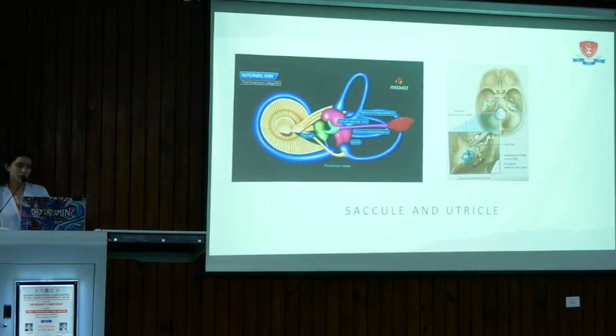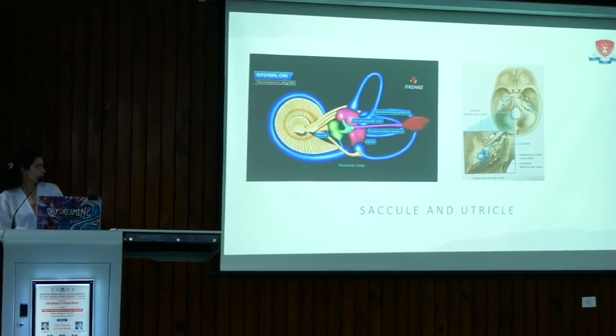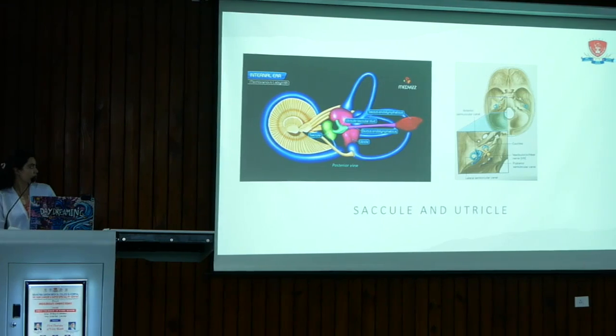The saccule and the utricle. The saccule and the utricle are membranous sacs that lie within the bony labyrinth. The saccule is connected to the utricle by the utriculosaccular duct, the vertical limb of which continues as the ductus endolymphaticus, and its end is dilated to form the saccus endolymphaticus.